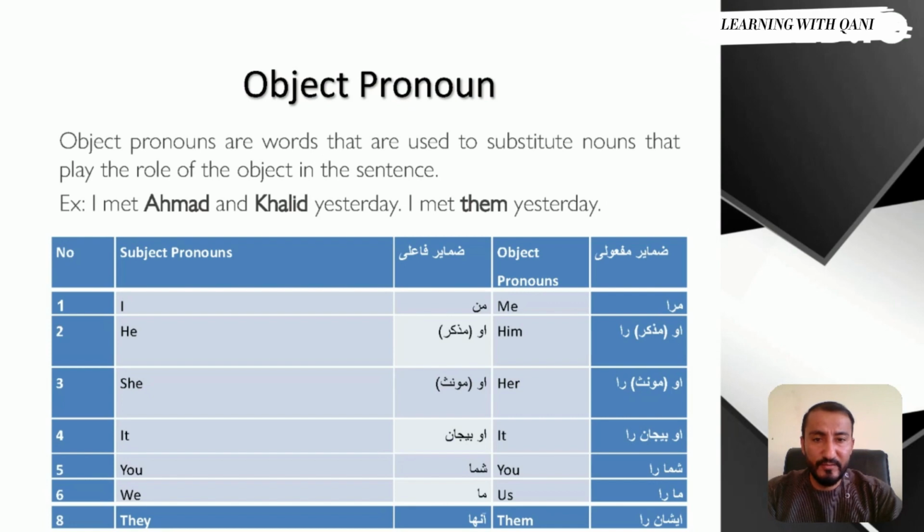What is an object pronoun? Object pronouns are words used to substitute nouns that play the role of the object in the sentence. You can see an example of an object pronoun here. I met Ahmed and Khalid yesterday. I met them yesterday. Here, the objects are Ahmed and Khalid, and the object pronoun is them. The object pronouns are: for I, we have me; for he, him; for she, her; for it, it; for you, you; for we, us; and for they, them.